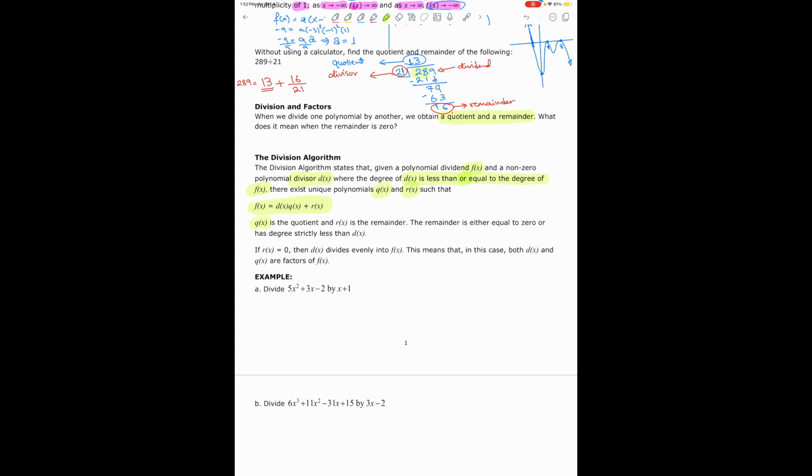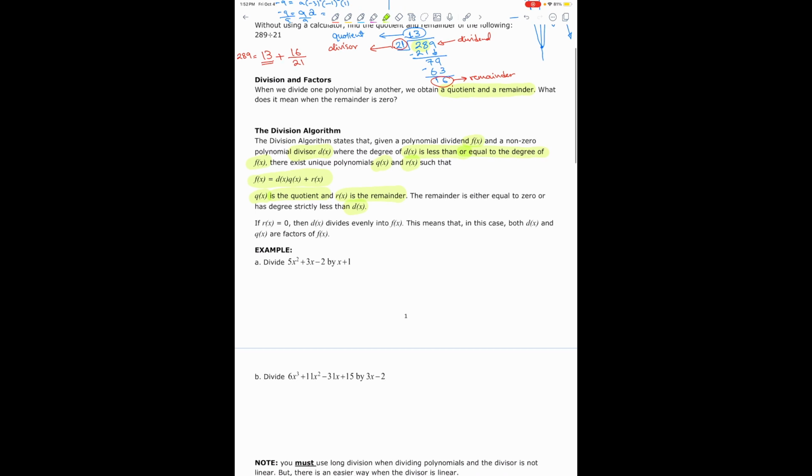Q of x is the quotient, r of x is the remainder. The remainder is either equal to 0 or has a degree strictly less than the divisor, d of x. If the remainder is 0, then d of x divides evenly into f of x. This means that both the divisor, d of x, and the quotient, q of x, are factors of f of x, which is the original polynomial.